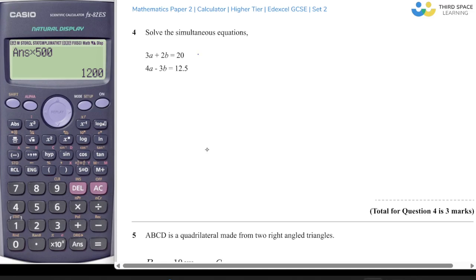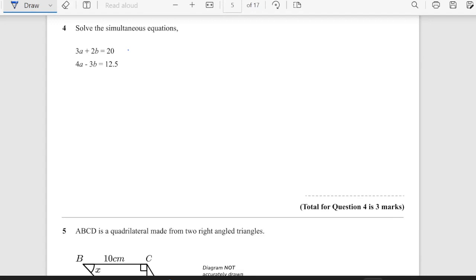So I'm going to call this one equation 1 and this one equation 2, just to make my steps clear to whoever's marking my paper. So I'm going to do equation 1 and multiply that by 3. That would give me 9a plus 6b is equal to 60. And I'm going to take equation 2 and multiply that by 2. And that would give me 8a minus 6b is equal to 25. I'm going to call that equation 3 and equation 4.